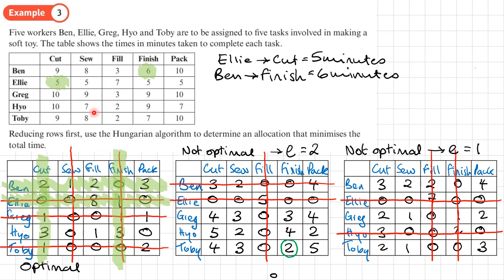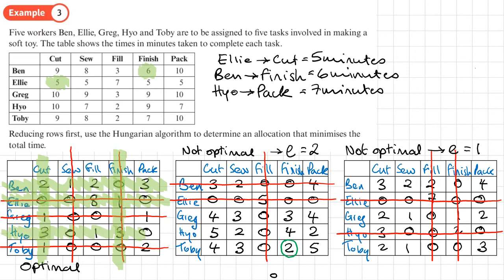So we've got choices. I'm going to pick Hayo. He's next. So Hayo, let's get him to pack. I think I have to get him to pack. No one else can pack yet. So Hayo is going to pack. And that's a cost of 7 minutes. So really that's the one we have to assign. So Hayo, let's get rid of him in the pack.